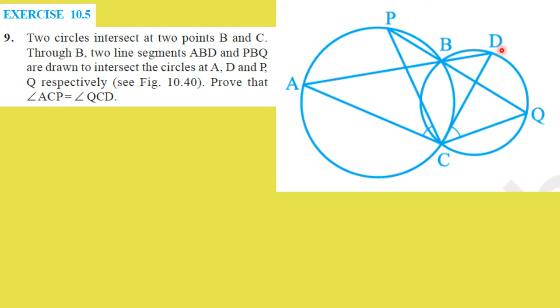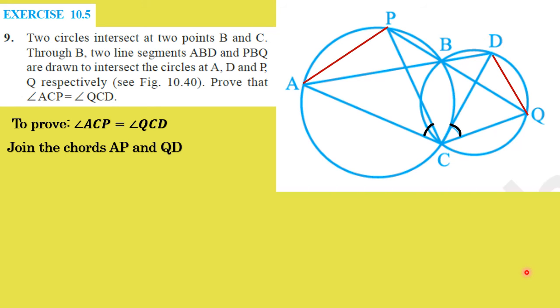The chords intersect the circle at A, D and P, Q respectively. Prove that angle ACP is equal to angle QCD. So first you observe the figure carefully. Concentrate and observe what all things you can see in that figure. What all theorems you learned are coming. Just concentrate on the figure and think about it. So these two angles are equal. That is what we need to prove.